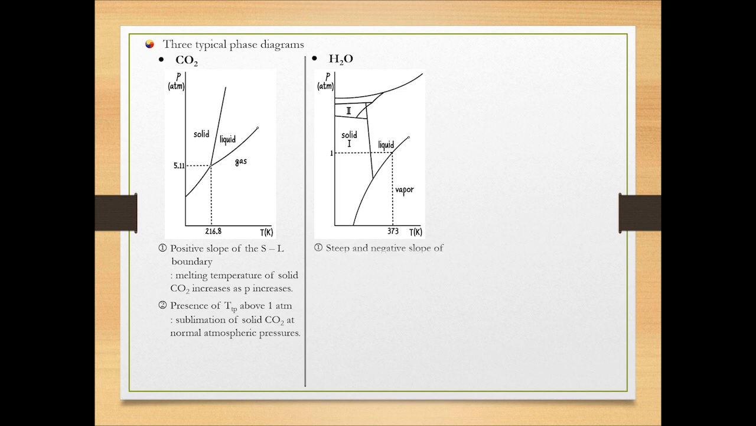Take a look at the solid-liquid phase boundary line. Notice how it has a steep and negative slope. This steep slope means that significant changes in the melting temperature of water require extremely high pressure. The negative slope itself is particularly important. It indicates an inverse relationship between pressure and melting temperature. In simpler terms, as pressure increases, the melting or freezing temperature of solid water decreases.